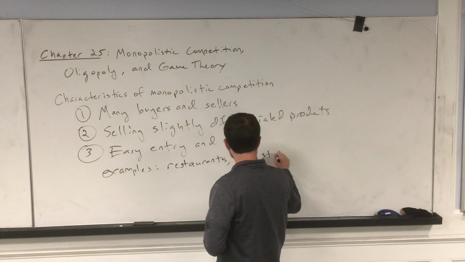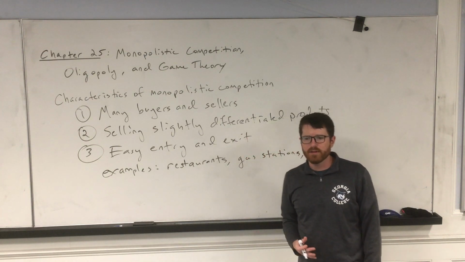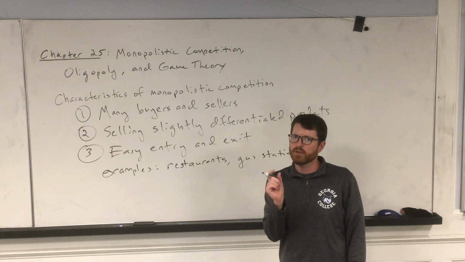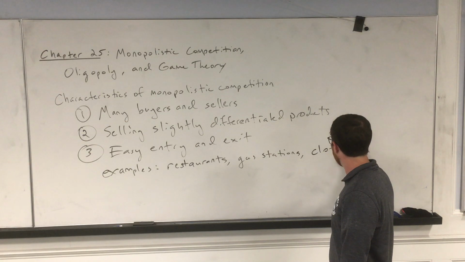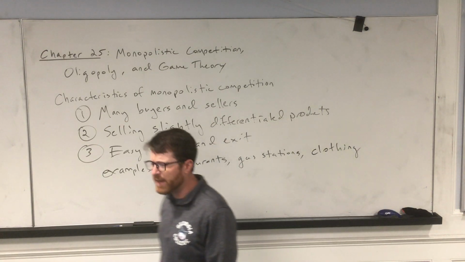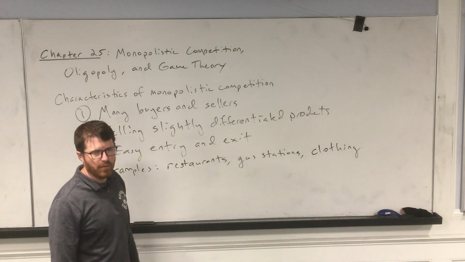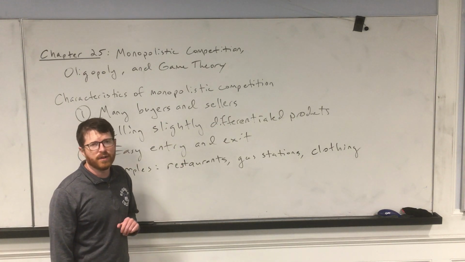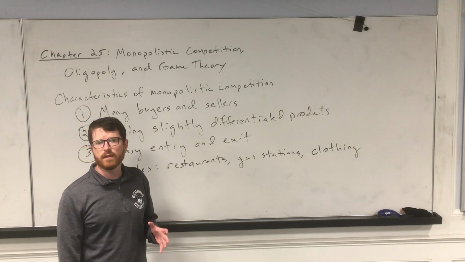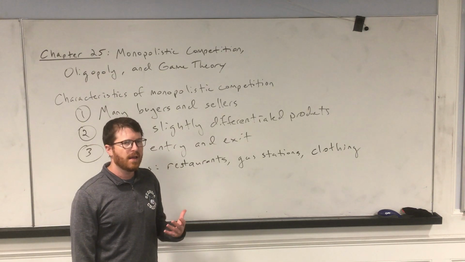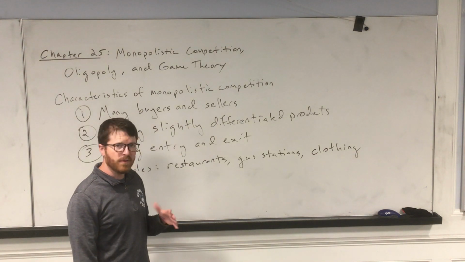Gas stations, especially true in a big city. Many different gas stations, they're selling similar products, but they're all just a little bit different in terms of what they offer. And just one more here, clothing. And in fact, if you think about it, there's a lot of different industries that fit these three criteria that we just discussed. So as it turned out, monopolistic competition is the most common type of market that there is. And so it's important that we understand it. That being said, we kind of already have a lot of the tools that we need to discuss this. So we're going to keep this relatively brief.